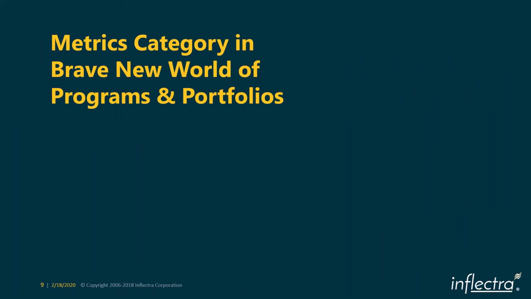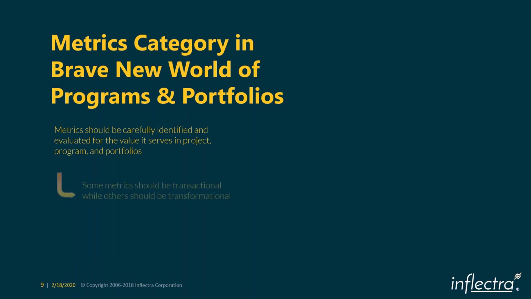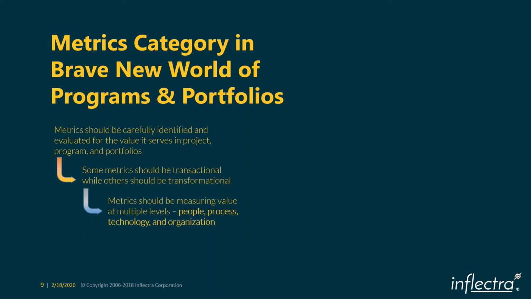So metrics category in a brave new world of programs and portfolios should really focus on ensuring that the metrics are carefully identified and evaluated for the value they serve to the program, project, or portfolio. As a result, you want to make sure that some metrics are transactional, but some metrics are transformational, so both tangible and intangible metrics to measure things, right? And then move into how you are measuring them at multiple levels. So, people, process, technology, and organization. And primarily people, process, technology, because organization embeds all those important elements, because cultural assessment of an organization is much more than what we can cover.